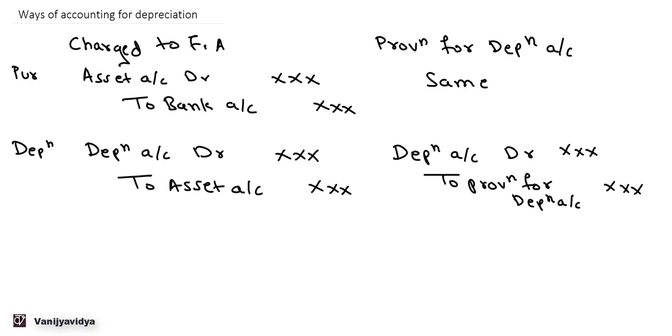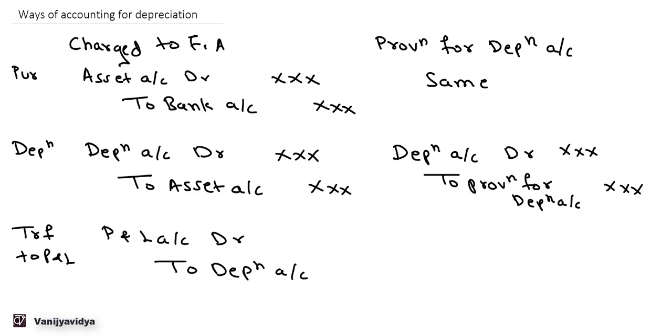Then at the end of the year, we transfer this depreciation to P&L. So the entry will be profit and loss account debit to depreciation account. Now this will be the same even in the case of provision for depreciation, because the amount is in depreciation account and that needs to be transferred to profit and loss account.